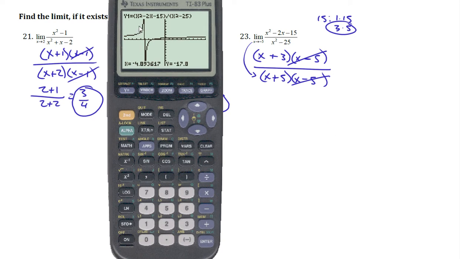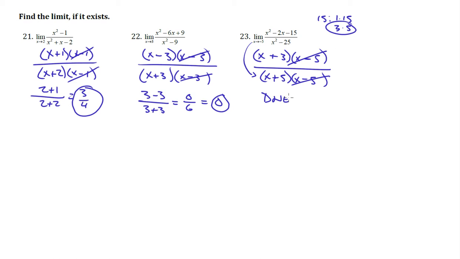So this is going towards positive infinity. This goes towards negative infinity. So the limit on this one does not exist. Okay?